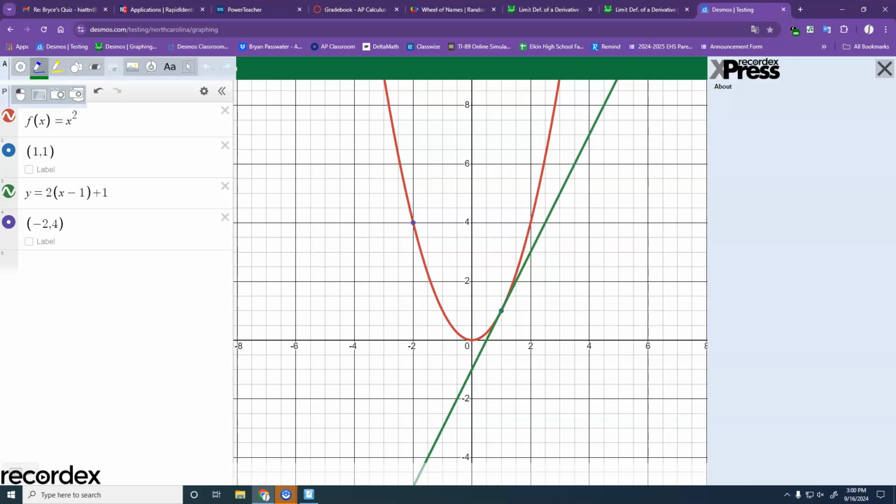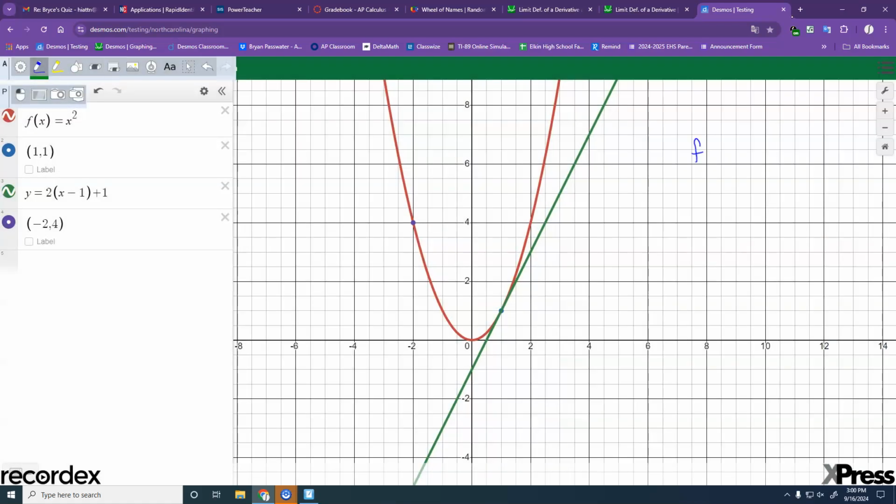I've got f prime of -2 would be 2 times -2, which will give me -4. That is the slope of the tangent. So if I wanted to write an equation for the tangent line, it would be y equals -4. If I use that point slope formula that we've used before, our coordinates are -2, 4. So it'd be x minus -2, which will become x plus 2 plus 4, like that.